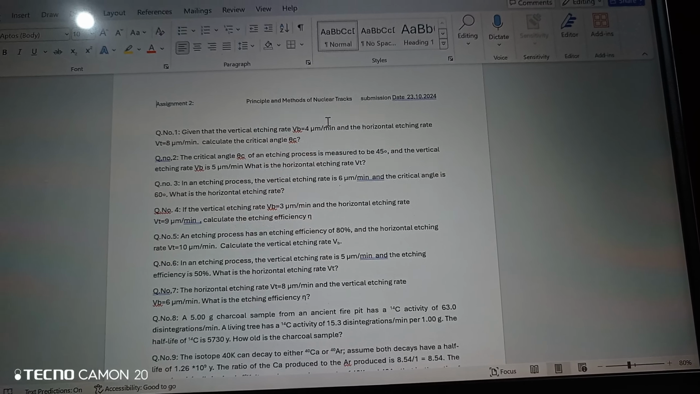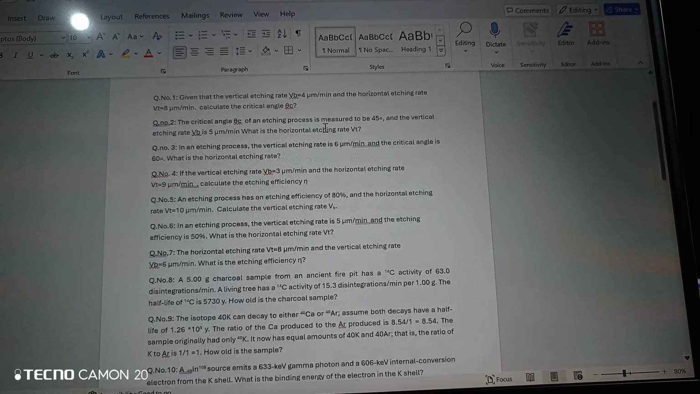Of nuclear tracks. Okay, this is our assignment number 2. It consists of a total of 13 questions, which we are going to solve in today's lecture briefly.